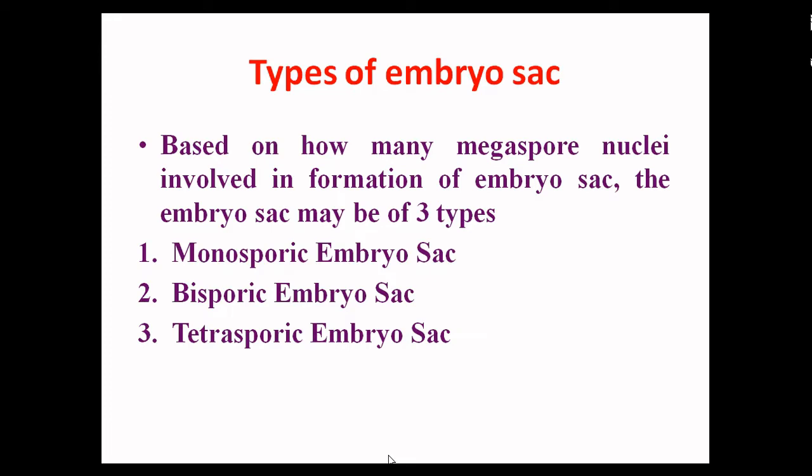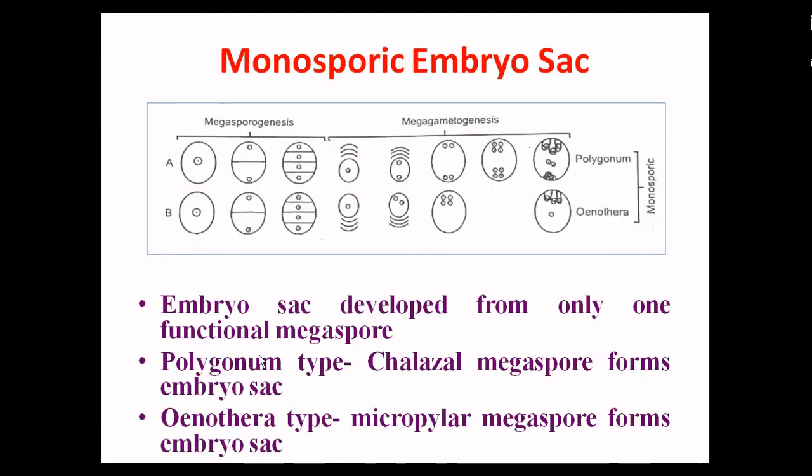Now let us see the types of embryo sac. We have seen the development of the embryo sac, in which we saw how the embryo sac is produced from the megaspore. Based on how many megaspore nuclei are involved in the formation of the embryo sac, it may be of 3 types: a monosporic embryo sac, bisporic embryo sac, and tetrasporic embryo sac. In the monosporic embryo sac, the embryo sac is derived from only one functional megaspore.